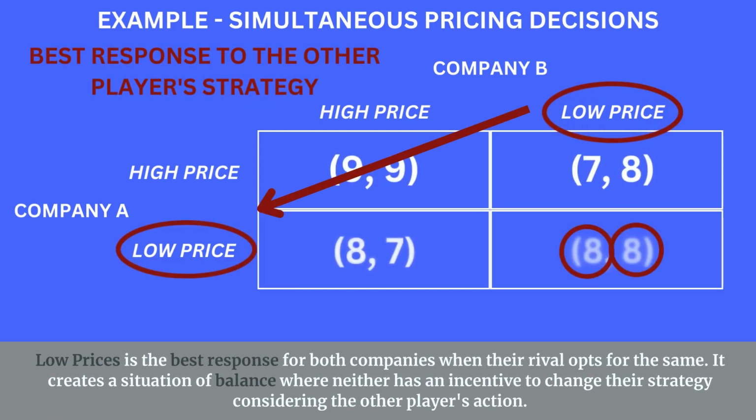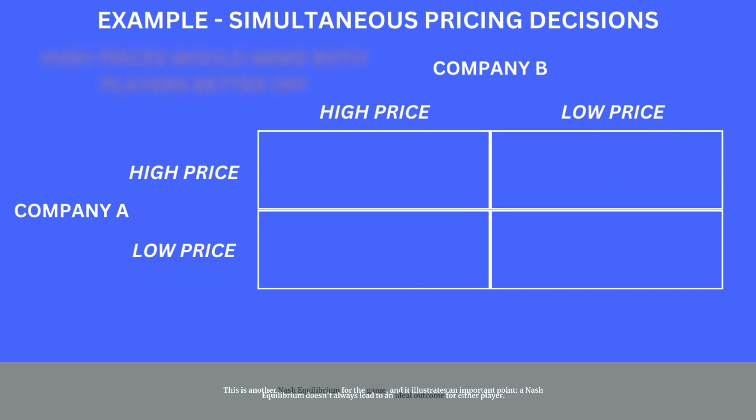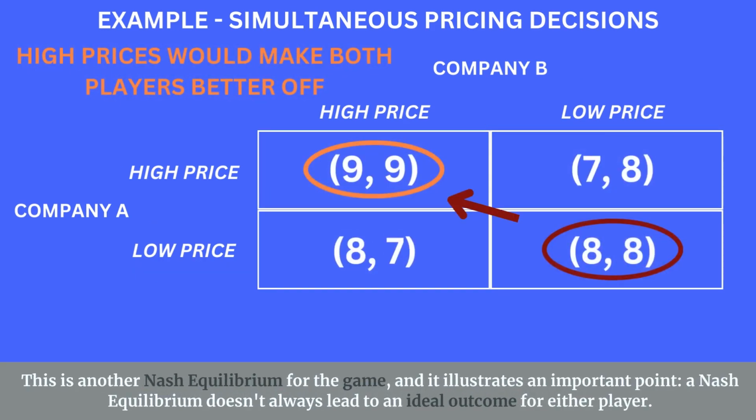Low prices is the best response for both companies when their rival opts for the same. It creates a situation of balance where neither has an incentive to change their strategy considering the other player's action. This is another Nash equilibrium for the game, and it illustrates an important point.